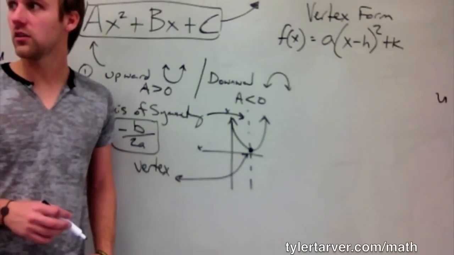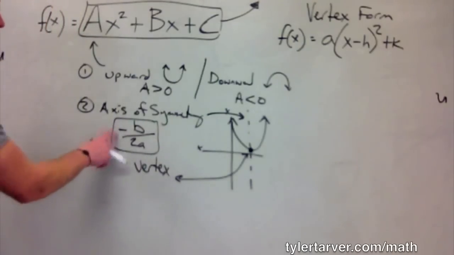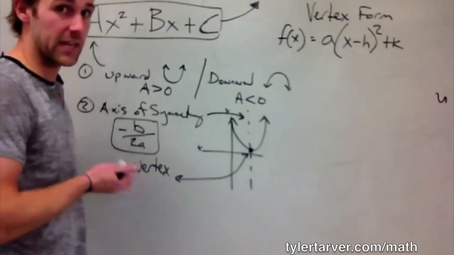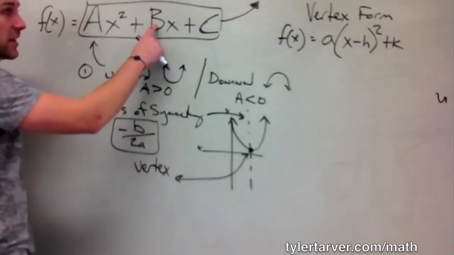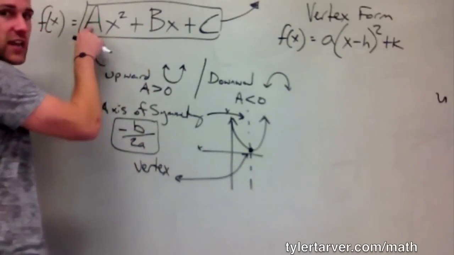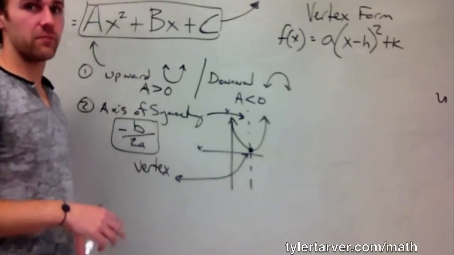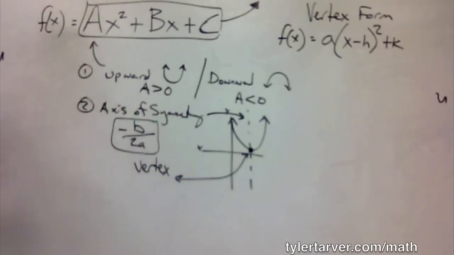All right? That's your axis of symmetry. You would plug in the b, you'd plug in 2 times the a, put a negative in front of it, and solve it. We're going to do an example, so don't get crazy.